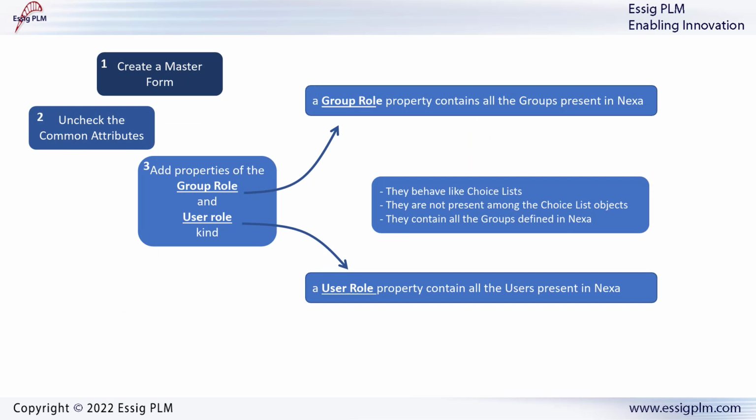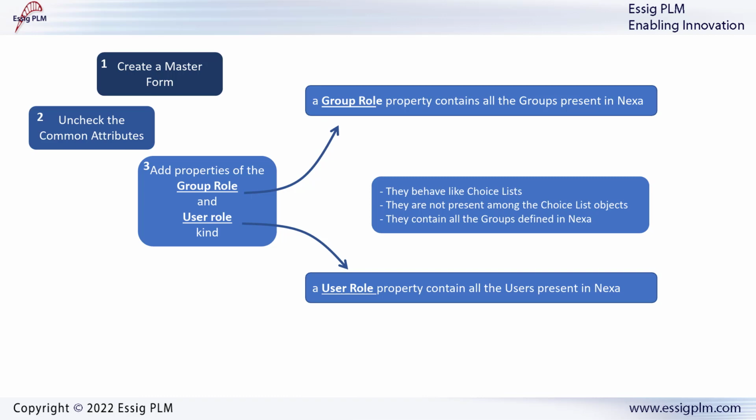Notice that the group roles and user roles are properties that are visually identical to choice lists. For example, they are displayed as drop-down menus. However, they are different objects and they do not appear in the choice list menu of the administration tab.